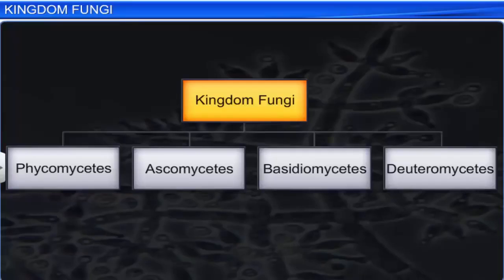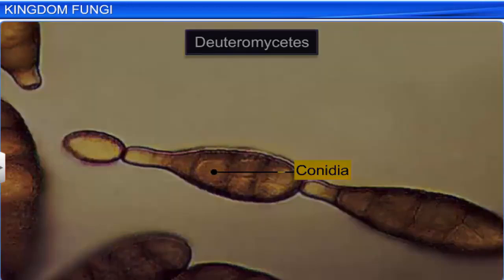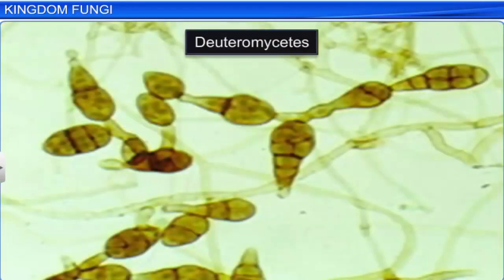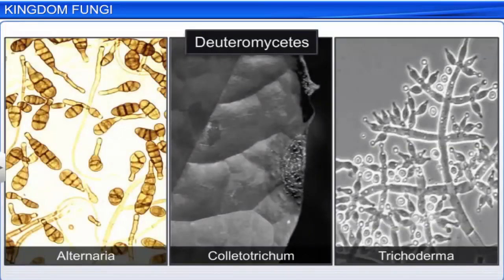The last class of fungi, deuteromycetes, is known as imperfect fungi because we do not know enough about their life cycles. Only their asexual or vegetative phases are known. Deuteromycetes reproduce only through asexual spores known as conidia. They too have a septate and branched mycelium. They are saprophytes or parasites, while a large number of them are decomposers, which help in mineral cycling. Alternaria, Colletotrichum, and Trichoderma are examples of deuteromycetes.